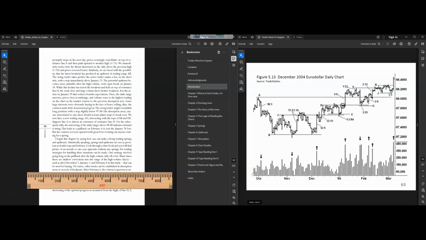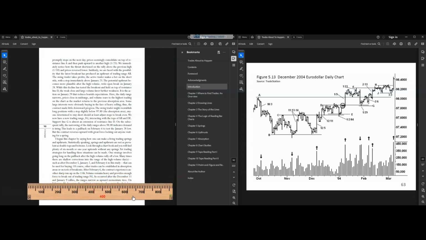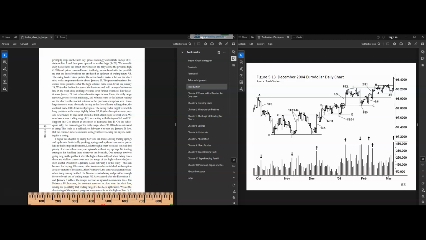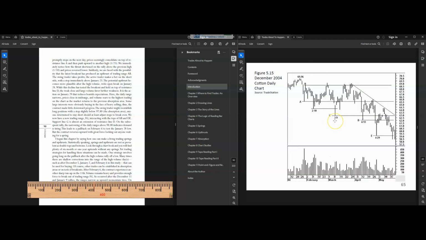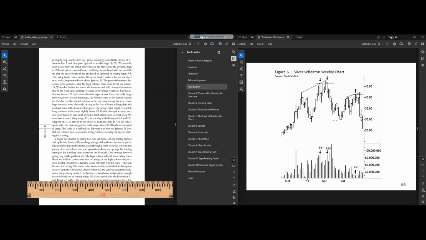So what do you do when you don't have springs and upthrusts? What do you do? Just buy, test the breakout. Done. Ooh, look at that. High, low, high, upthrust, boom. This is actually a low here. That's a spring of that low.